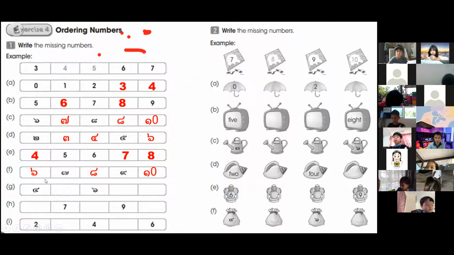Okay, so look at your answers. Check if your answers are correct. Letter F, it's 6, 8, and 10. Is your answer correct? Okay, good.